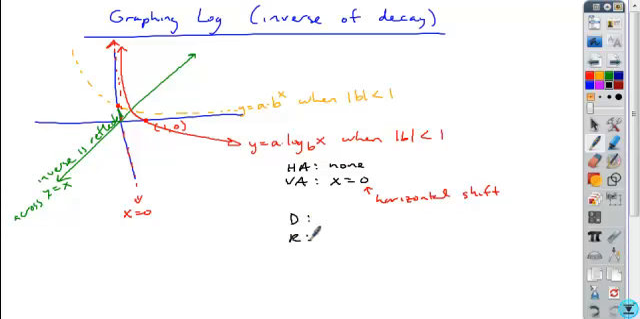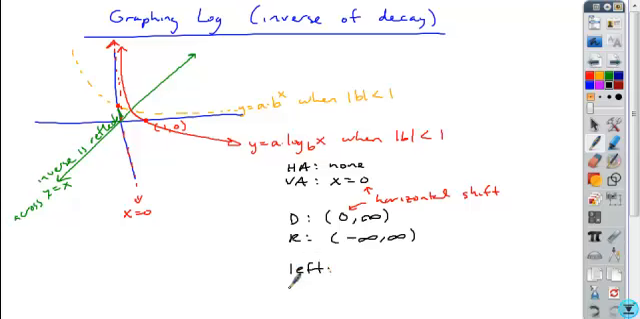The domain and range: again, the domain goes from that horizontal shift to infinity. The horizontal shift will affect the domain as well. The range is all real numbers. There's no restrictions on the y's for this function.